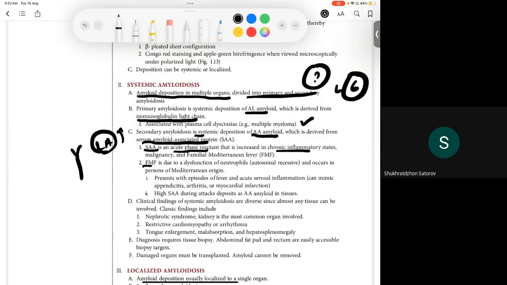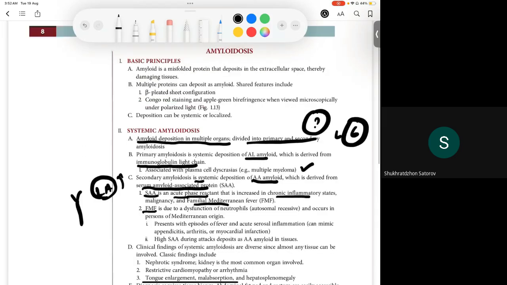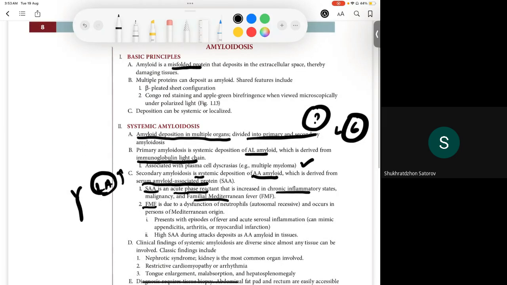Similarly, FMF. What is FMF? That's familial Mediterranean fever, right? Which we are going to discuss in detail. It can also lead to amyloid. Amyloid is basically, here you can see, a misfolded protein that deposits in the extracellular space, right? The multiple proteins can be in a beta pleated sheet configuration. What do you mean by beta pleated sheet? It's a disorganized kind of protein. Any disorganized kind of protein, whenever it deposits in different structures, is basically called amyloidosis.